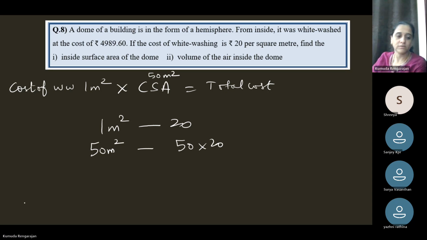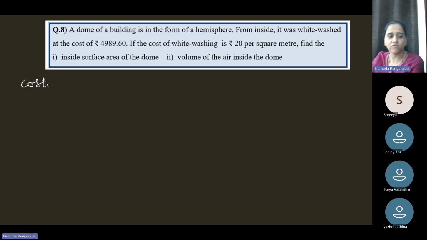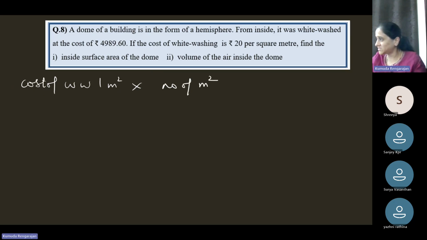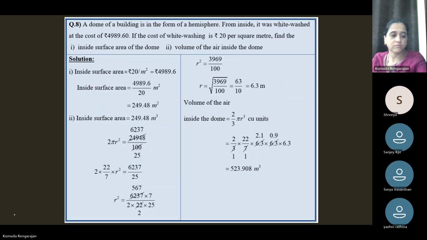Okay. So the cost of painting or whitewashing 1 meter square into the number of meters square, that is the CSA, is the total cost. So the inside surface area into the rate is the total cost. So the inside surface area will be the total cost by the rate.